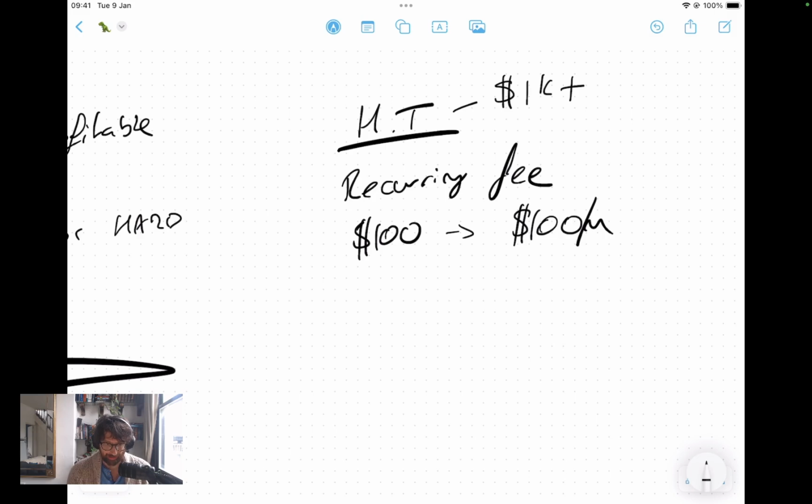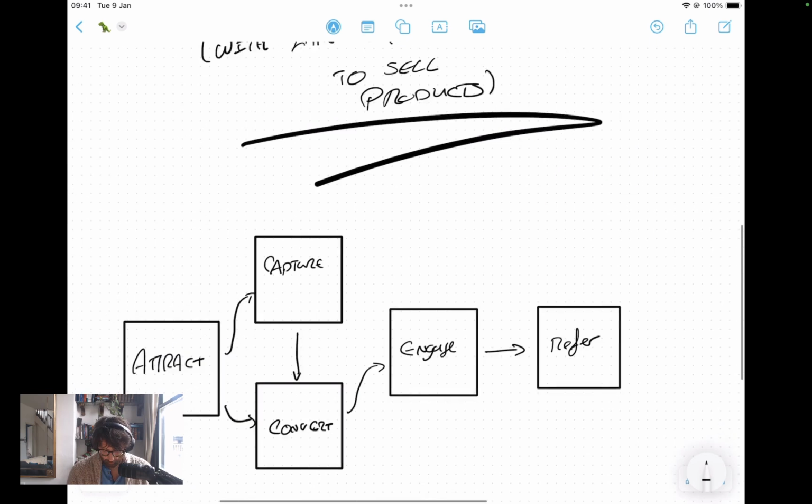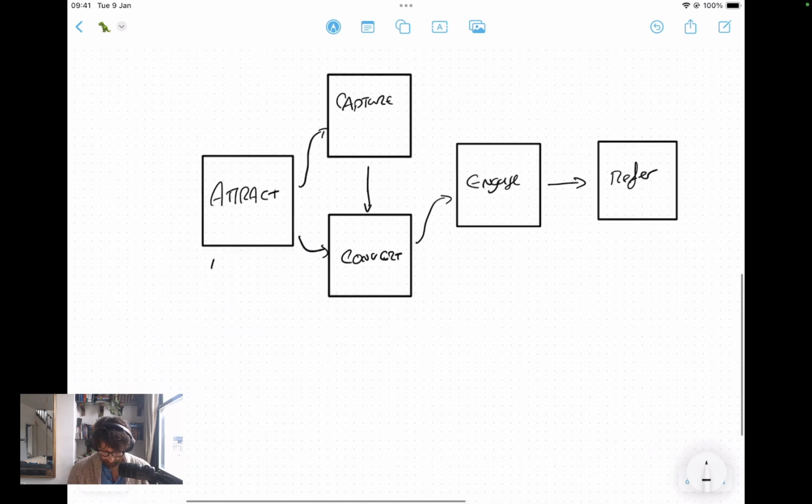So if you don't have hundreds of dollars to put into ads or thousands of dollars to put into ads per day, how can you scale these things? Okay, so let's first look at what a lot of people do, and I'll talk about how they're good, how they're bad. So my preferred method is ads direct through to the convert stage.